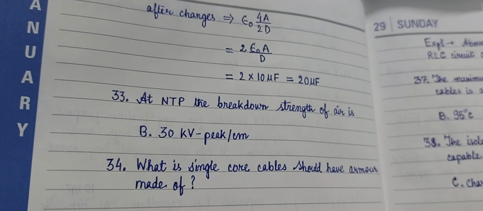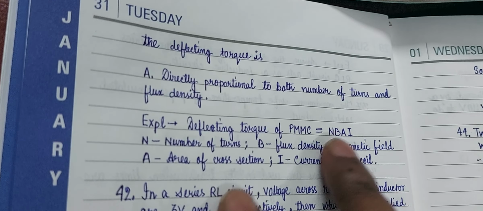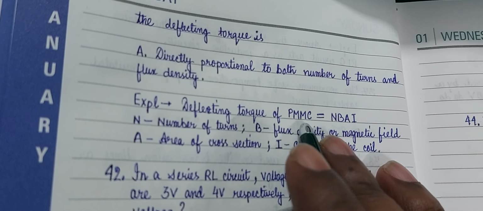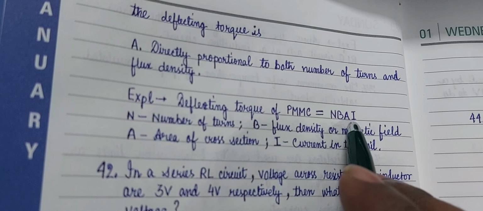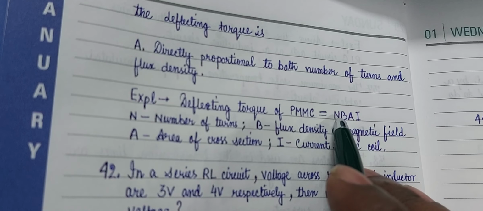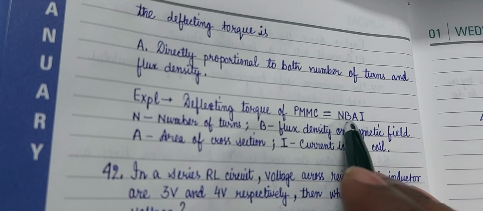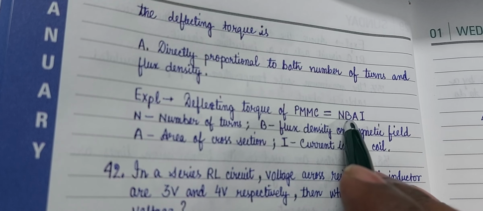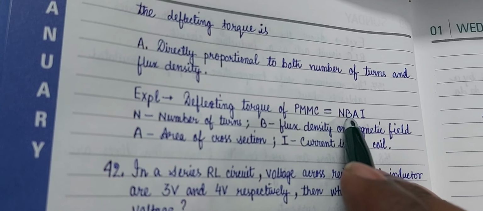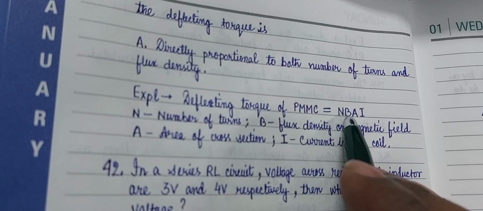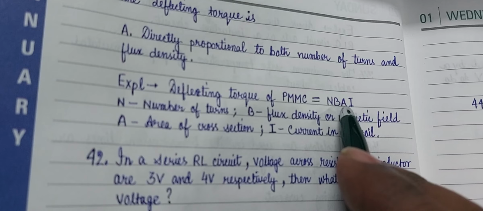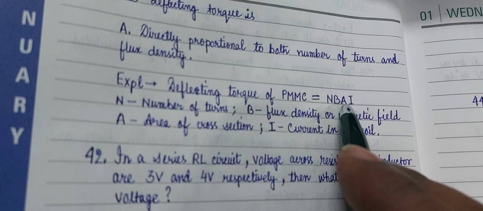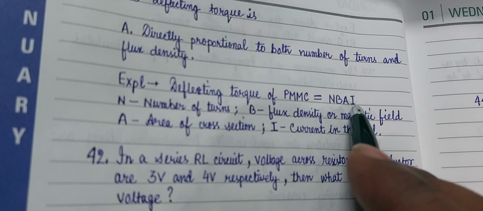NBAI, let me show you. Okay. Now, this is the deflecting torque equation of PMMC, NBAI, where N is the number of turns, B is the flux density or the magnetic field, A is your area of cross section, and I is the current.